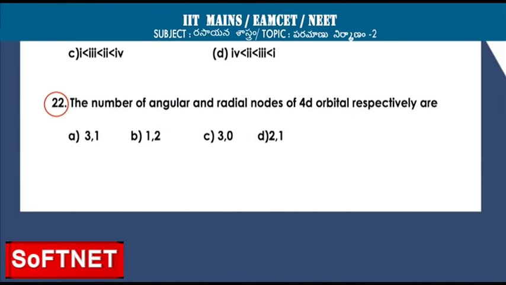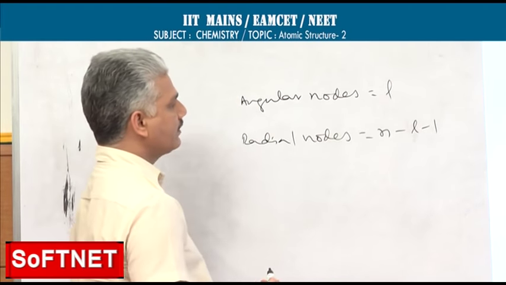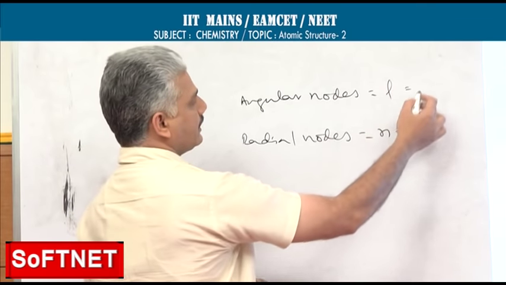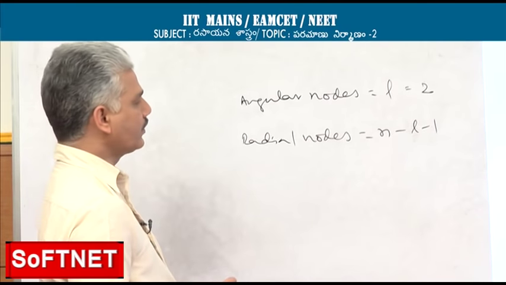The number of angular and radial nodes of 4D orbital respectively are. Number of angular nodes is equal to L, and radial nodes is equal to n minus L minus 1. So, for a 4D orbital, for D, L value is 2. Therefore, angular nodes number is 2.